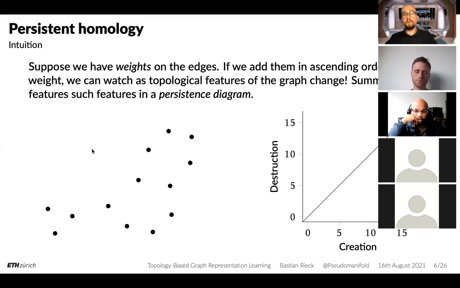Now, the important thing for you to remember is that we need these weights, we need an ordering, and we can summarize the changes of topological features in a so-called persistence diagram. And we just illustrate this very briefly.